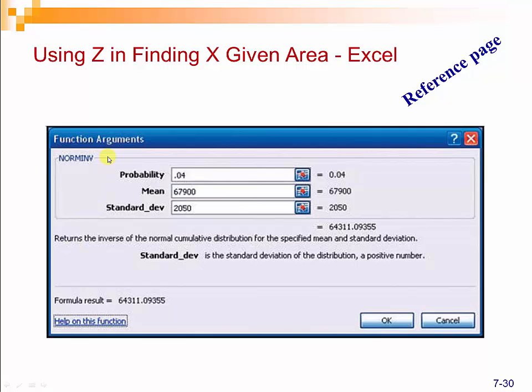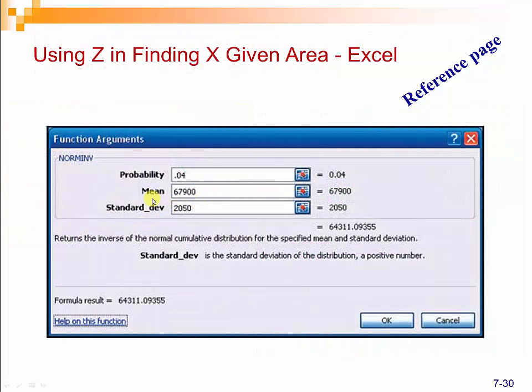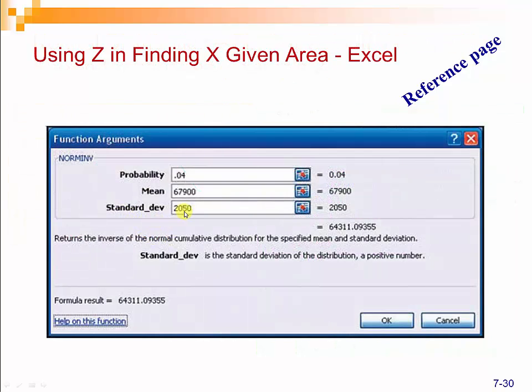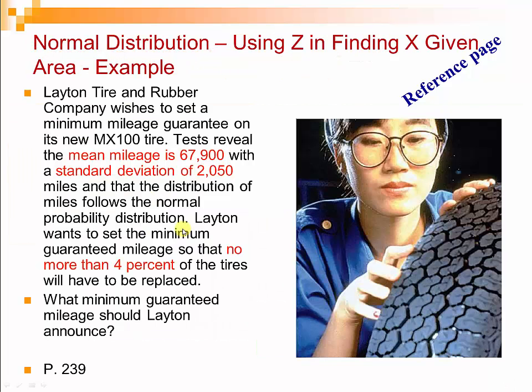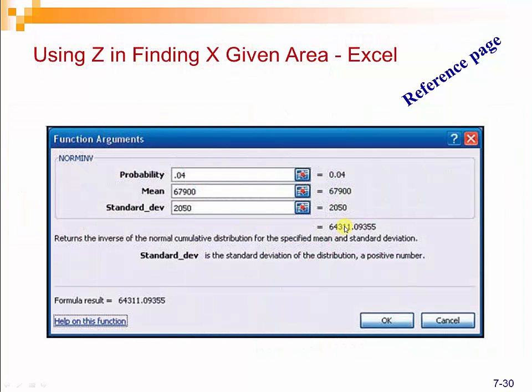And if we were to do this in Excel, we would use the NORM.INV function. Probability would be 0.04. Remember, that's what we're looking for, the 4%. And the mean, we know the population mean is 67,900 miles, mu. And the standard deviation was 2,050 miles, which again goes back to our original scenario. And here's the answer we can see as the preview of what we'll get when we actually put this into a cell.